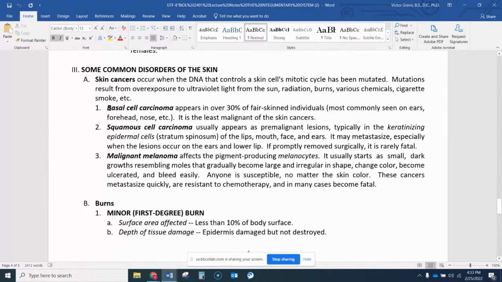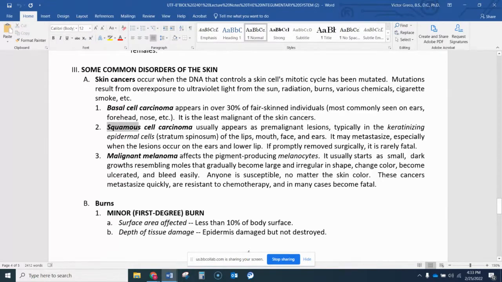So basal cell carcinoma, as you might imagine, is in the stratum basale, and those cells are supposed to divide, right? That's their job. But if they divide too quickly, it starts to invade the underlying tissue, and that is basal cell carcinoma, and that is the least malignant and the least aggressive of all the skin cancers.